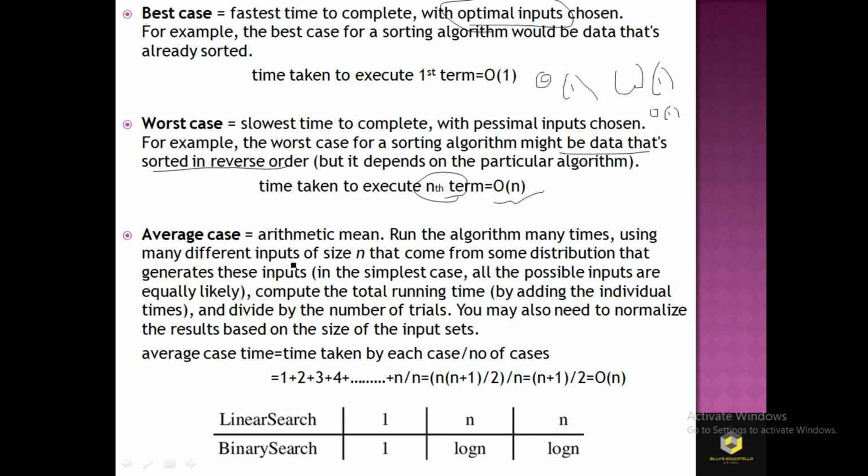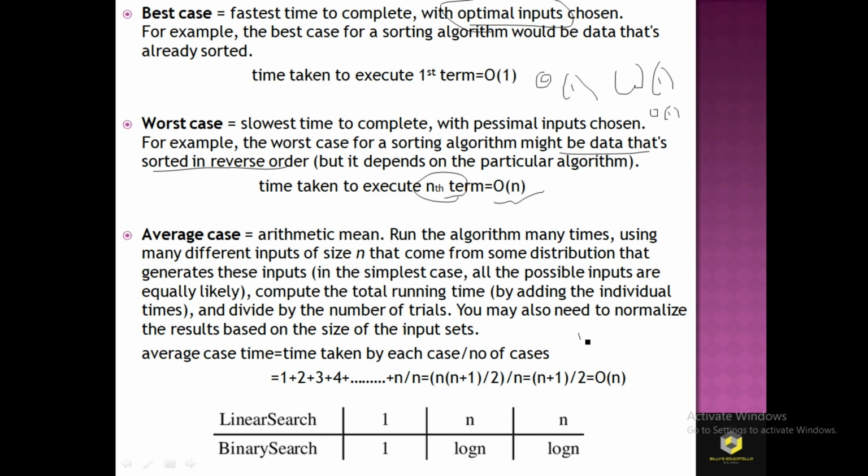Now coming to the average case, the arithmetic mean. The average case is the case where the order of the sorting algorithm is neither sorted nor in reverse order. That case comes under the average case. So the average case time is equal to the time taken by each case divided by the number of cases.